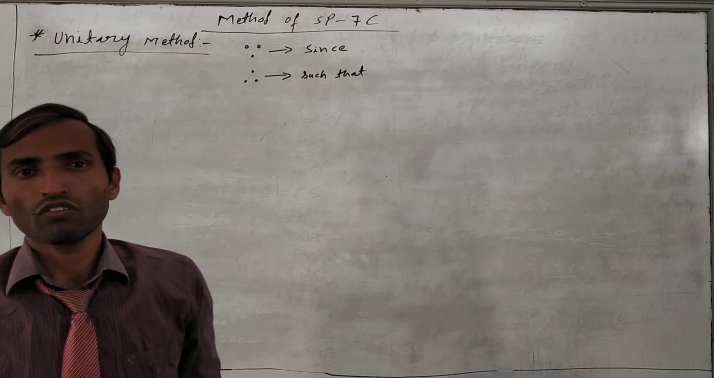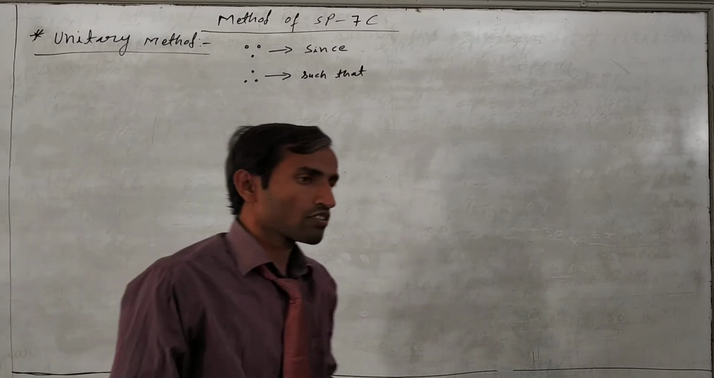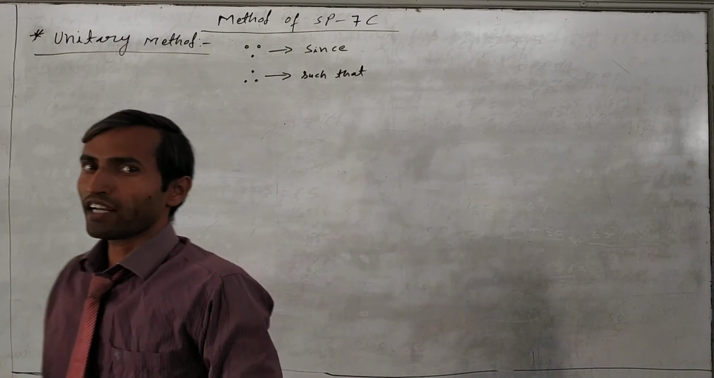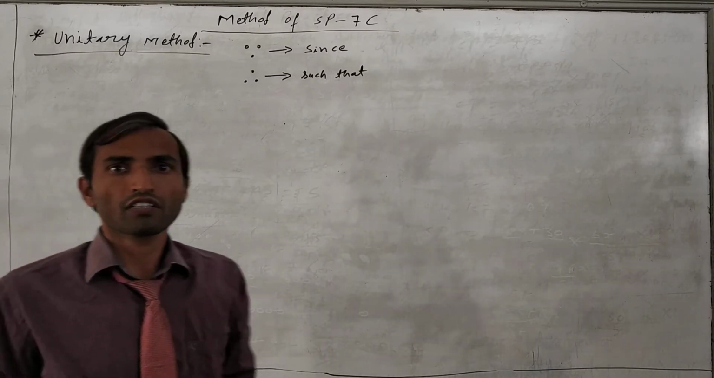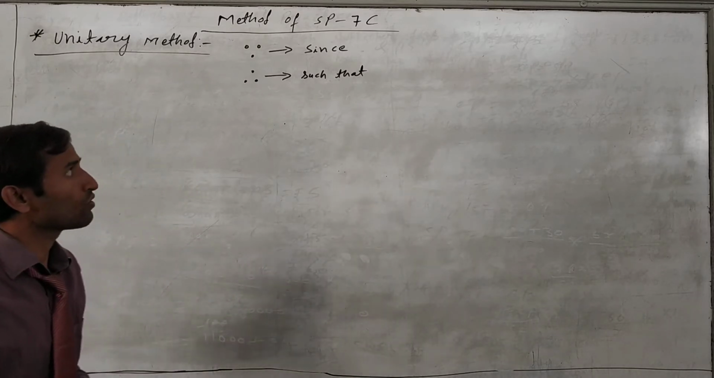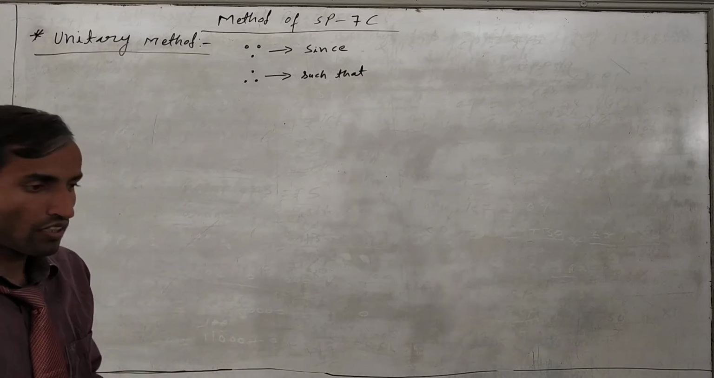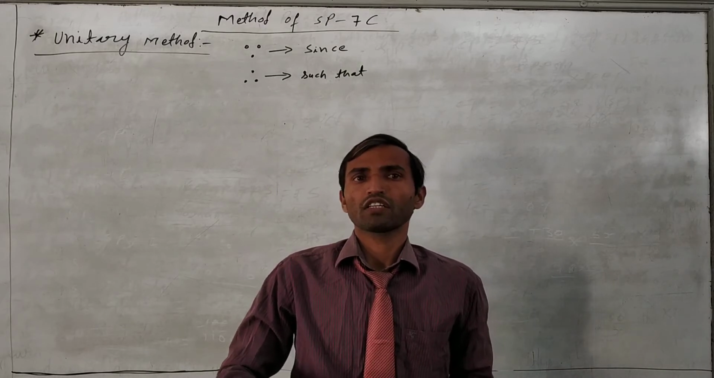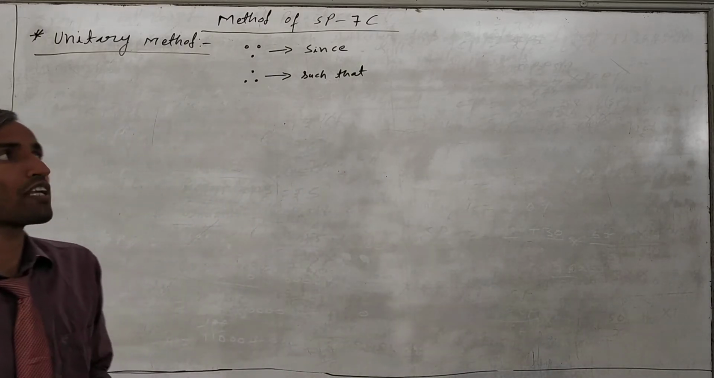In the unitary method, unitary means if a price is given for more than one item, for example 5 pens purchased for 5 rupees, then for one pen, how much can we purchase it for? That method is called the unitary method. Whatever is given, we have to convert into unit-wise, then we have to find for the other also. That is called the unitary method.